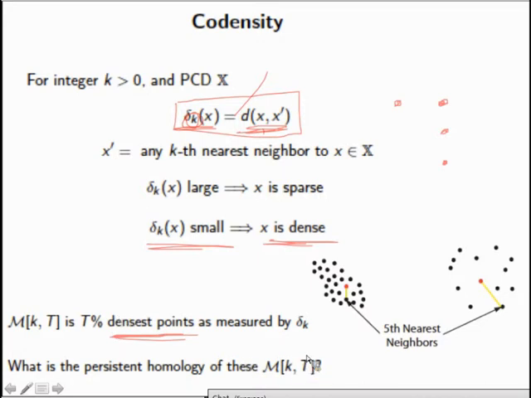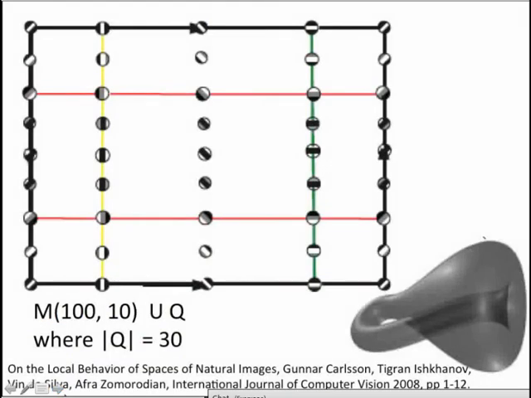So we have those points in the 7-dimensional sphere, but then we use a definition of density, and then we take the T% densest points. Any questions about this codensity? Does everybody remember it? So they then found a Klein bottle.